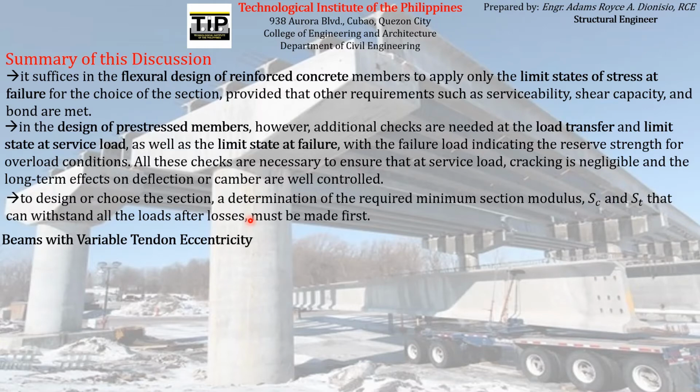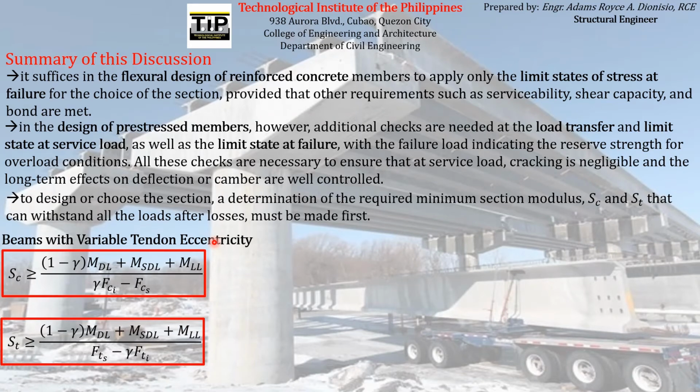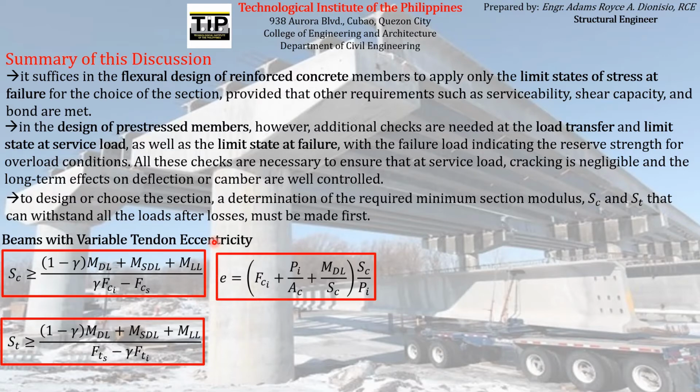We can use two scenarios wherein the beam that we are designing has a variable tendon eccentricity which must have a minimum section modulus equal to these formulas that we have derived, as well as the maximum eccentricity equal to this in order to assure that the stresses that will be experienced by our concrete element will not exceed the allowable stresses specified by the code. Other than that, we can also use this formula that we have derived or shown a while ago.